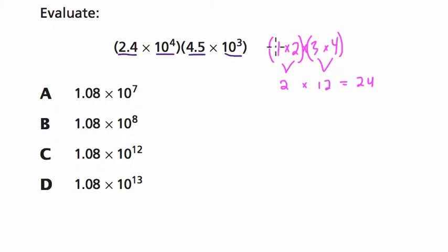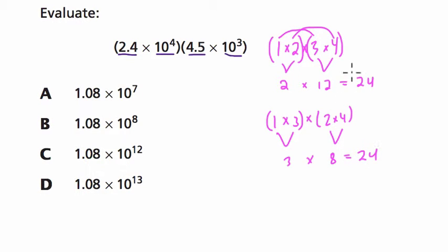Or I could regroup and rearrange these in any way I want. I could say I want to do 1 times 3 first, and 2 times 4 next, and look at this product. Well, 1 times 3 is 3, 2 times 4 is 8, and 3 times 8 is 24. Well, this idea can also be applied in this problem.